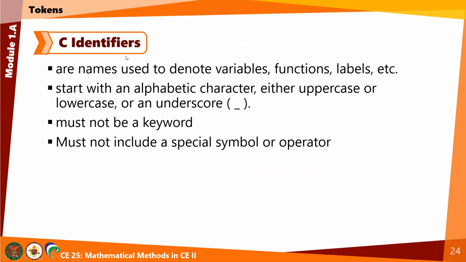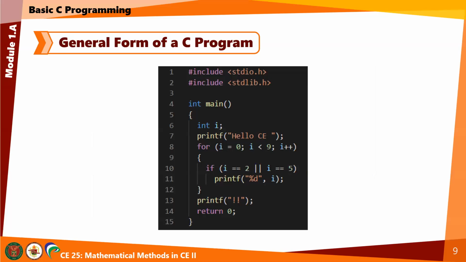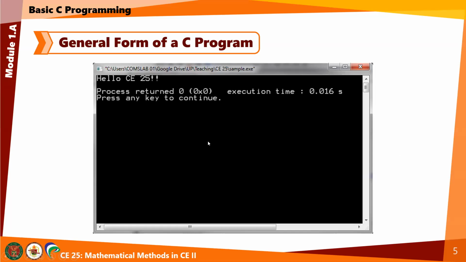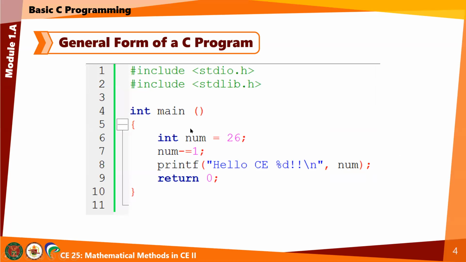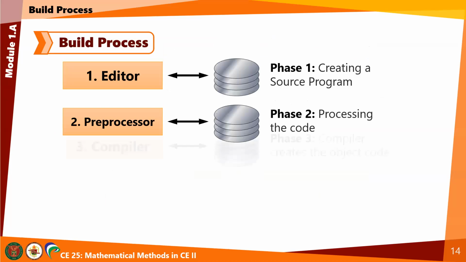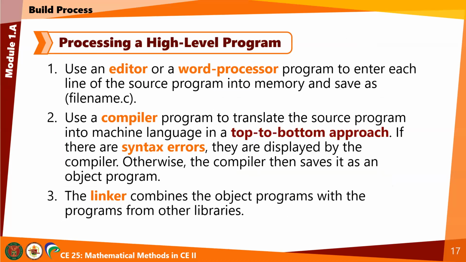So ano ba yung example ng identifier na ginamit natin? Let's go back to the code. Ito, this int I. I is a variable, so it is an identifier. Okay? What else? Hello. Hello is an identifier. Num is an identifier. So these are the names that you want to manipulate in your program. Those are identifiers. Makes you identify a variable, as its name suggests.